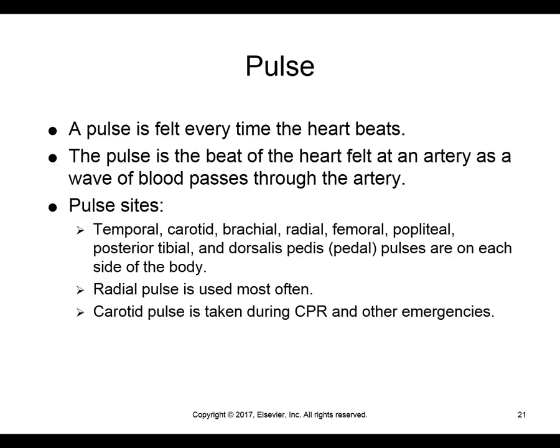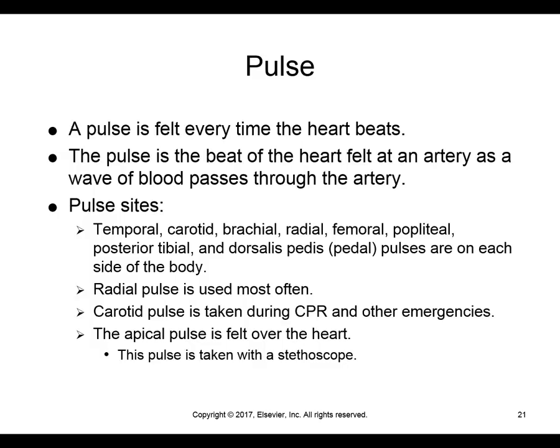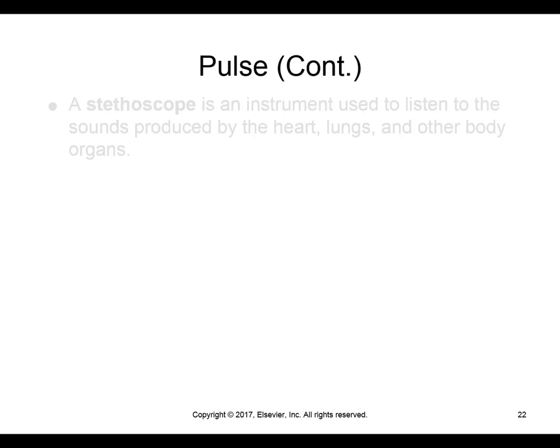Carotid pulse is taken during CPR or other emergencies only because it's easier to obtain and it's closer to the heart. So if the heart is very weak, and you're not able to pump a strong pulse to the extremities, you will still be able to feel a pulse in the carotid pulse. The apical pulse is felt over the heart, and the apical pulse is usually not felt but listened to with a stethoscope. And we'll go over that in just a second.